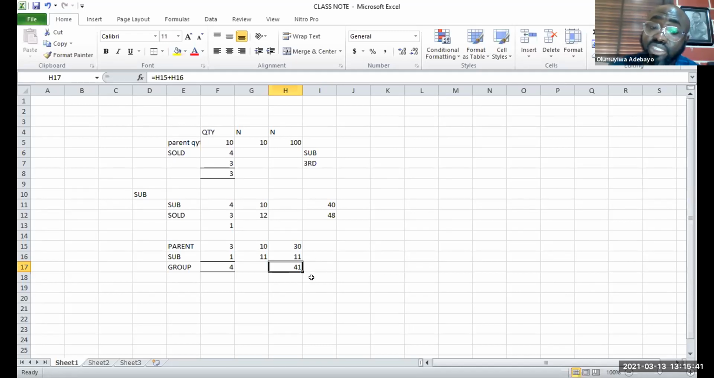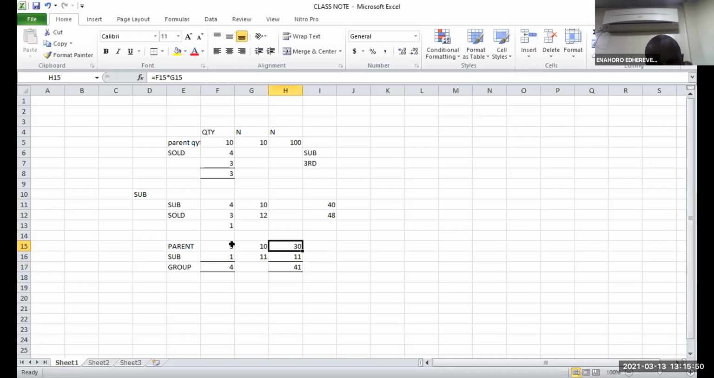Pardon? How do you know it's not correct? But no, for parents, it's going to be 30 naira worth of inventory left. For the sub, it is 11 naira worth of inventory left. But for the group, 4. The group as a whole, I don't think 40 naira is there. So this is the element of unrealized profit, this 1 naira. That's what I think. Therefore, we already have a problem there. Yeah. Now, take note of that.